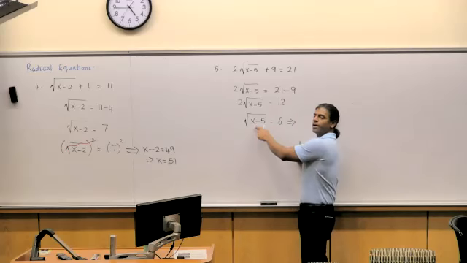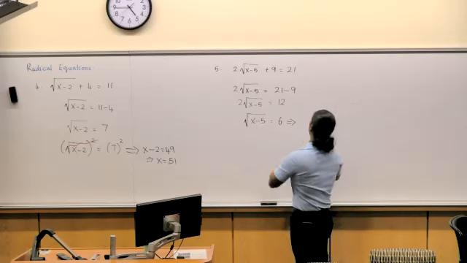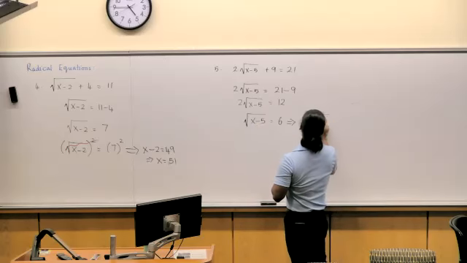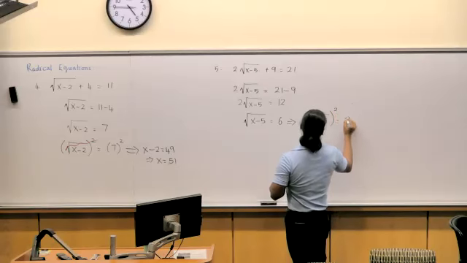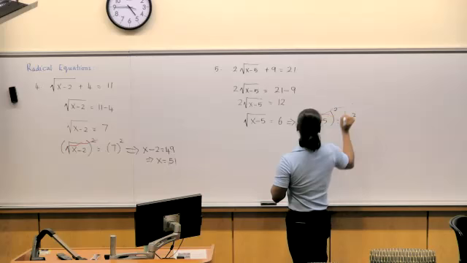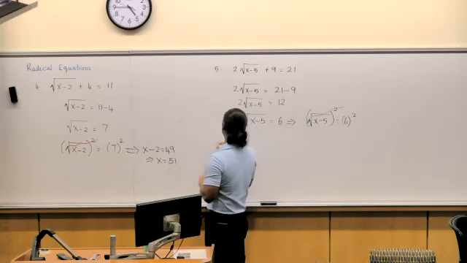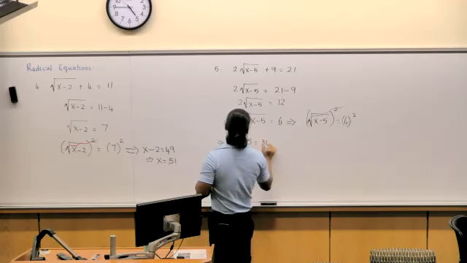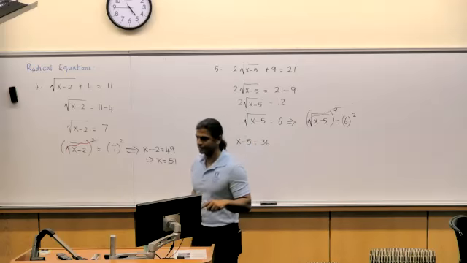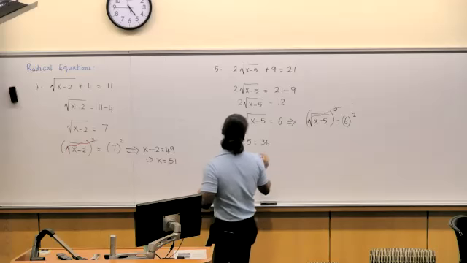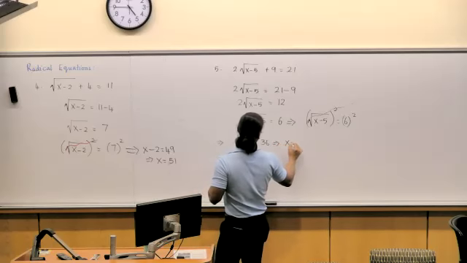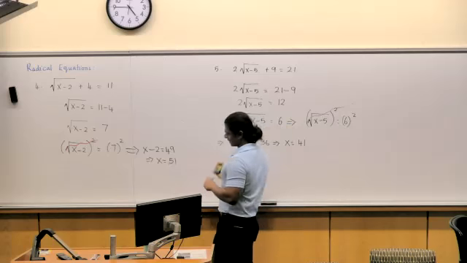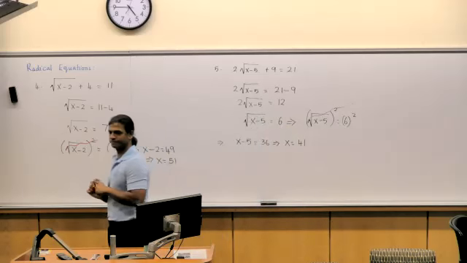Now you can square on both sides. If you square on both sides, root and square will get cancelled. x minus 5 would equal 6 squared, which is 36. Add 5 on both sides. 36 plus 5 is 41. Good.